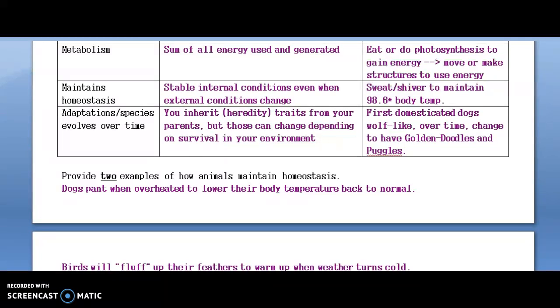And then for adaptations or evolving over time, I incorporated this with heredity because you inherit traits, but those traits make you either look identical to your parents or slightly different to your parents. And over a long period of time, many generations, that can change what the species looks like. For example, the first domesticated dogs were very, very wolf-like, but over time, we inherited different characteristics to different types of dogs, and then now we have all these crazy dogs like golden doodles and puggles.